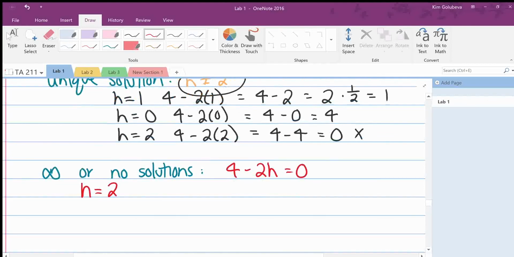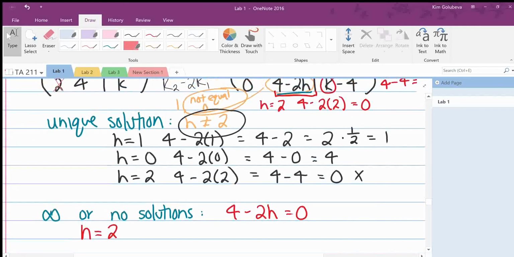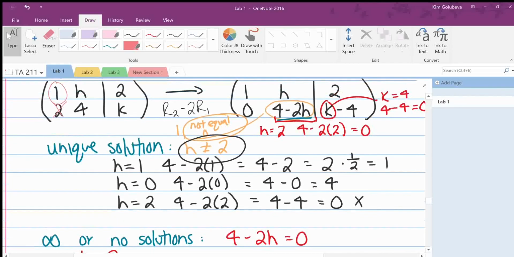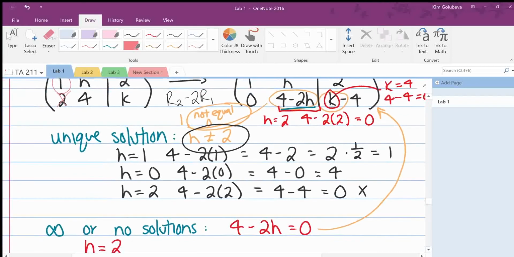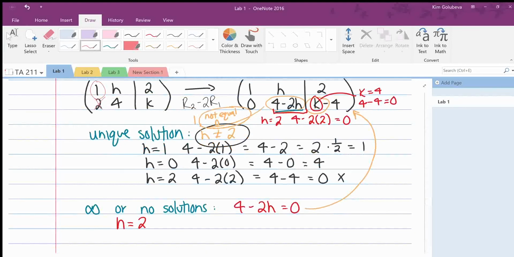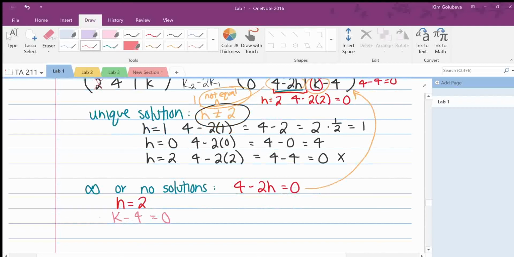So now how do we differentiate between infinitely many and no solutions? Well, now we have to look at our second term here. So now we're going to consider our k value, right? So we have k minus 4. So we have two cases really: if k minus 4 equals 0, and if k minus 4 does not equal 0.